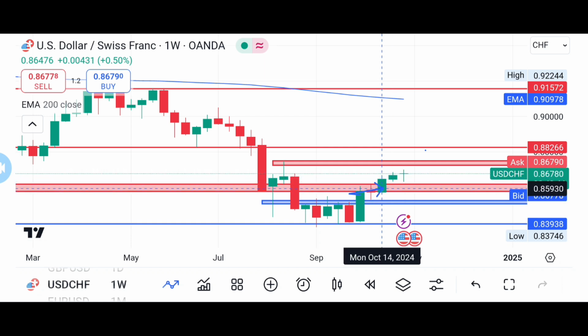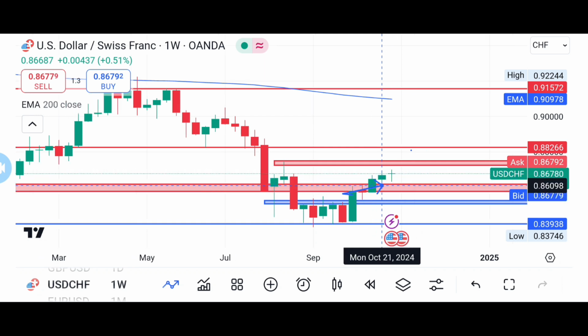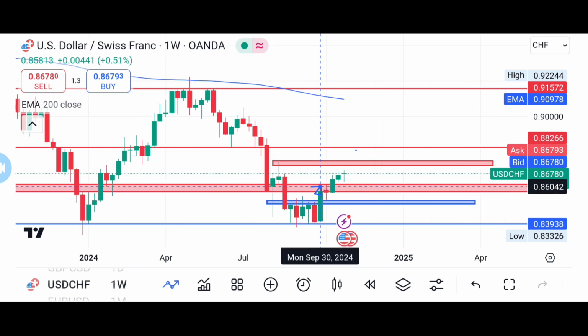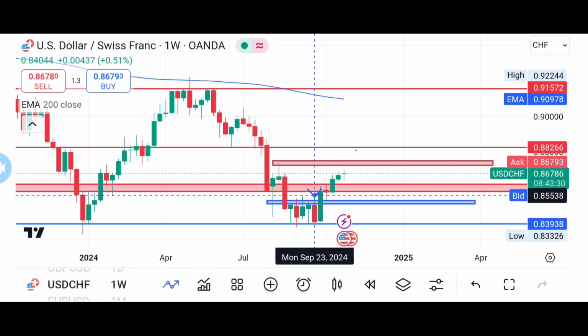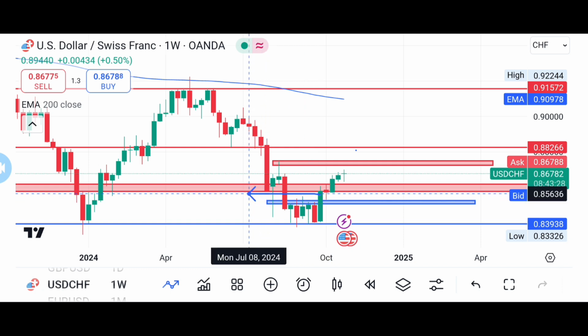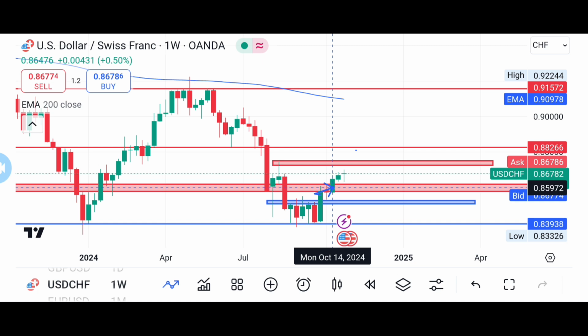So what is the way forward on USDCHF? Already the price action is above this zone, and we know if the price action is above the resistance, this resistance will change to be support. Okay, now we know this resistance will change to be support. Let's continue.